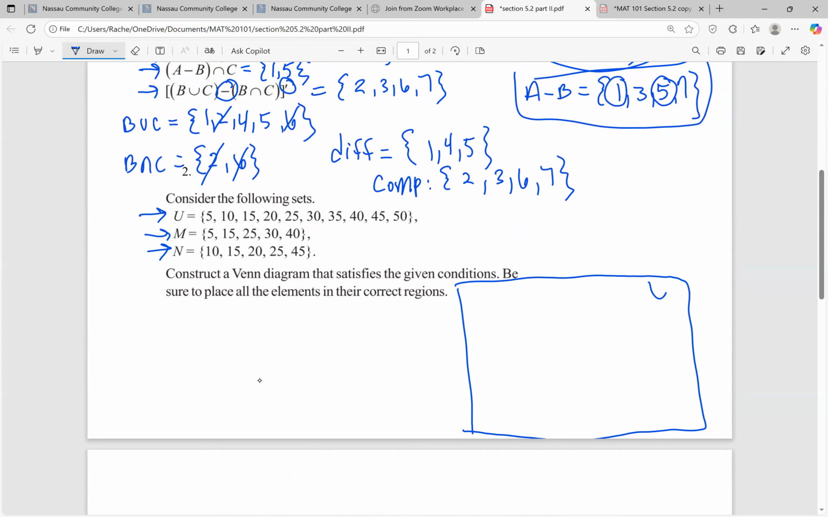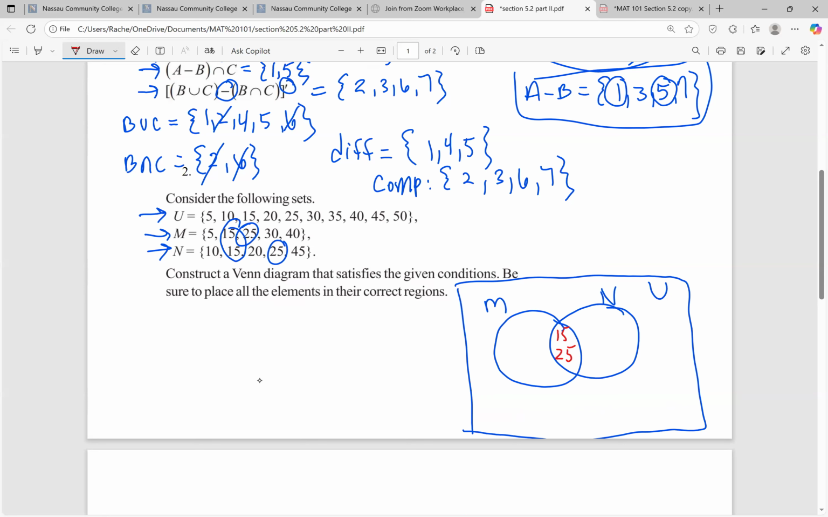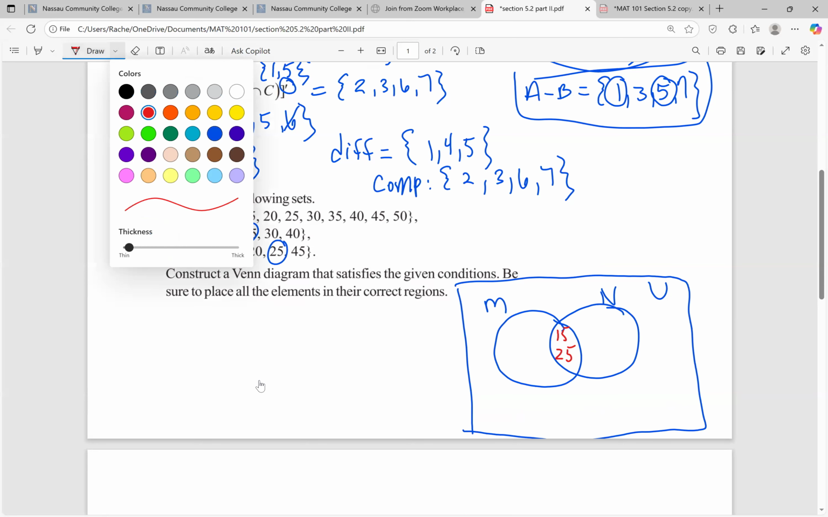So start with your rectangle, label it as the universal set. And we have two sets, M and N, that do have overlap. So I'm going to draw 2 circles, set M and set N. And let's start with the overlap. What do M and N have in common? They have 15 and they have 25. So 15 and 25 is going to go in the overlap, in the intersection.